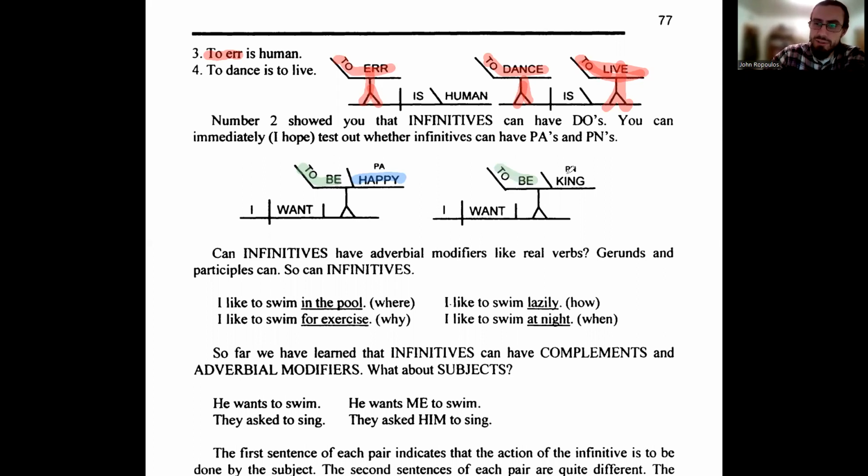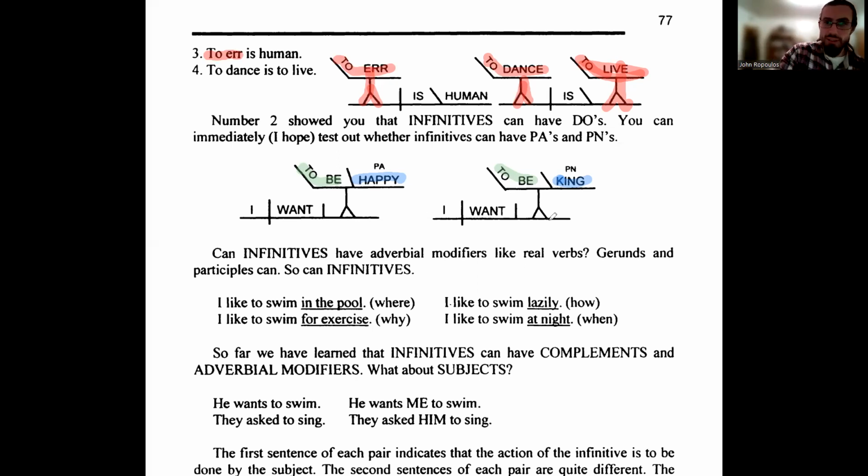King. So predicate noun, right? That is king, and to be is a direct object for want. Simple so far. All the stuff you've learned before. Can infinitives have adverbial modifiers like real verbs? Why not? Gerunds and participles can, so why not infinitives?